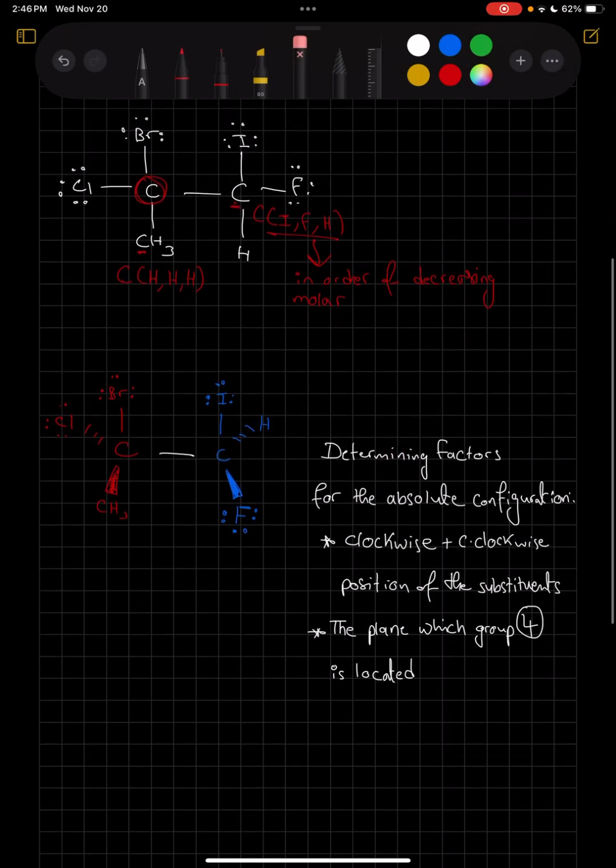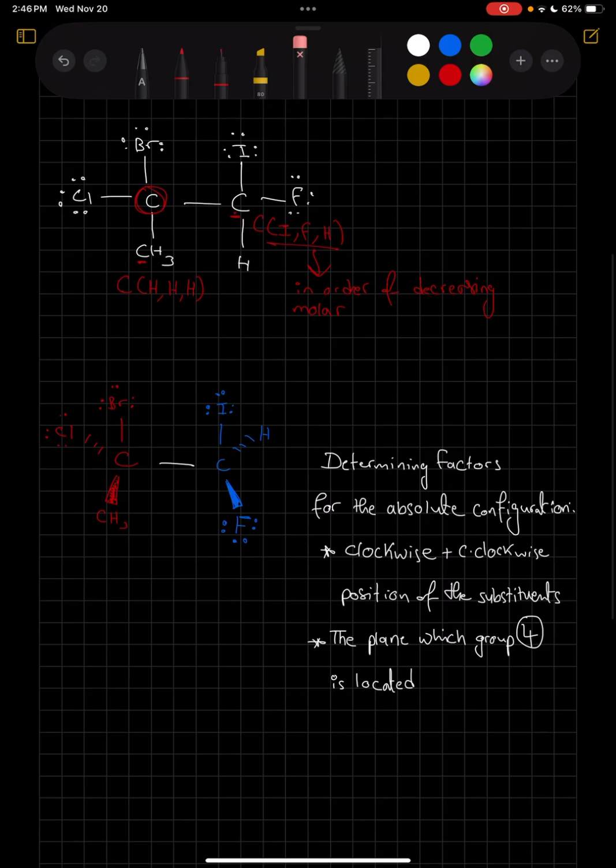Now, building up from the chirality video, we can determine the absolute configuration using the spatial conformation of the bonds of the chiral centers, and by identifying the increasing and decreasing order of the molar mass of these groups. So, how do you do that?